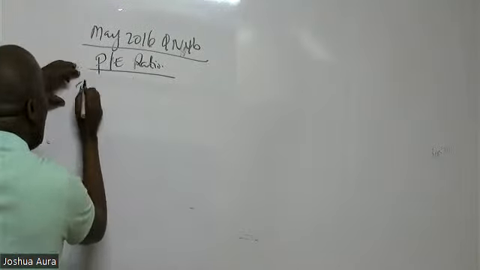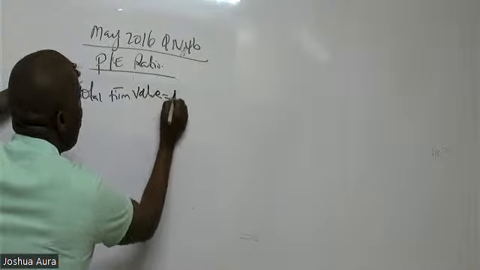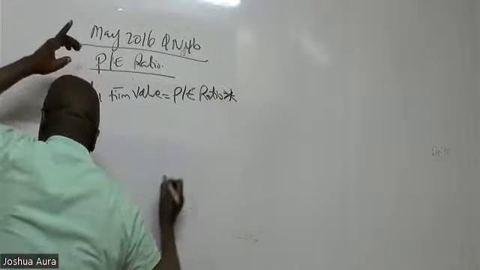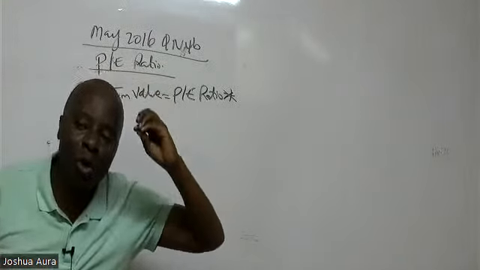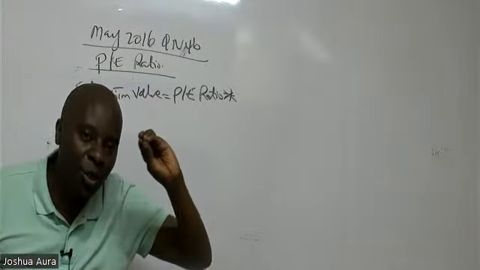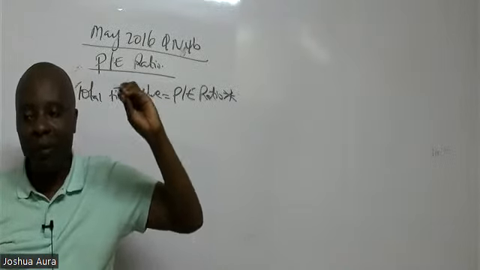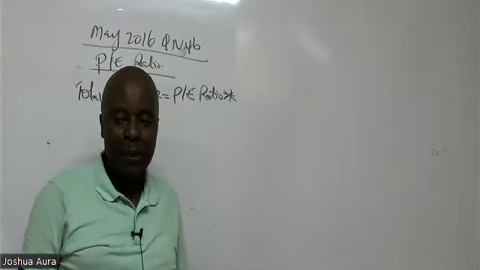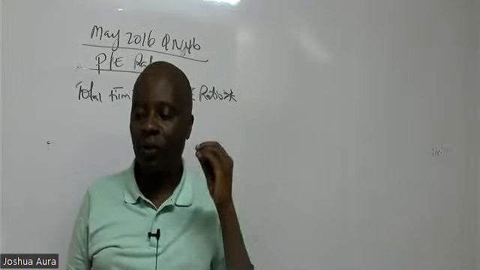We say the total firm value equals the PE ratio given times something. Anytime they want us to give them the total value of any organization using the PE ratio, I will take the PE ratio times something. What is this something? Is there somebody who is able to remember? Times earnings of the firm.